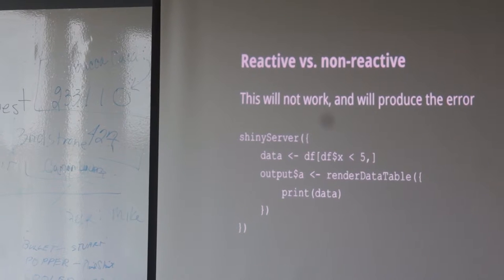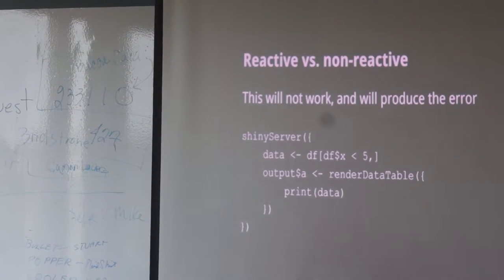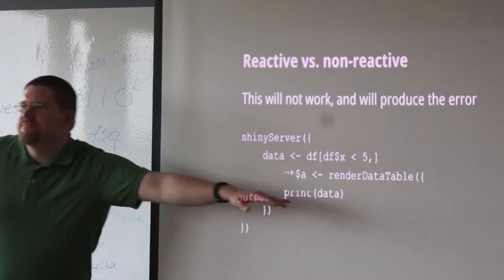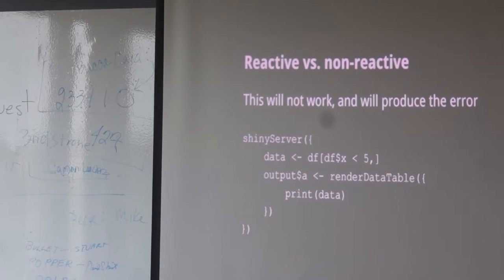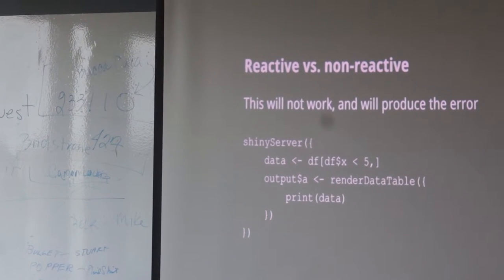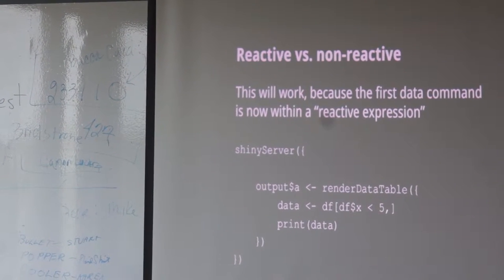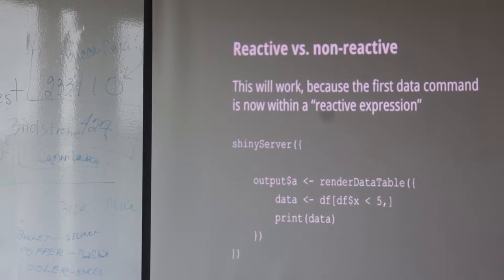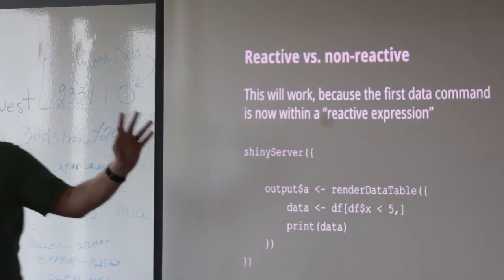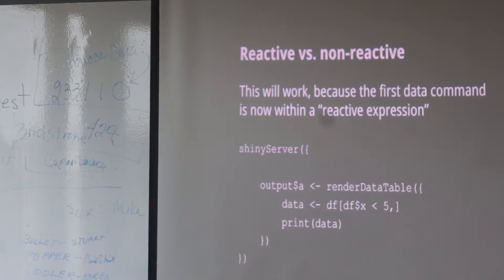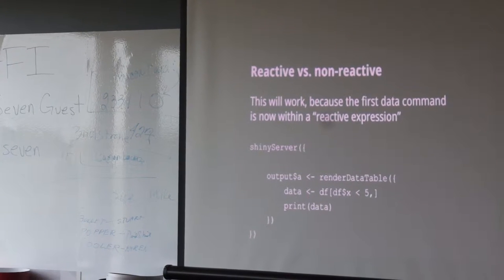Because within the server function, you have to do things within a reactive expression. The reactive expression part of this is render data table. That is a reactive expression because, in that context, if you change the inputs, it recalculates and changes the outputs. So all you have to do to make that error go away is put the subsetting inside of render data table. This will work fine. The other one will break. I know this for a fact. I actually tested it last night because I wanted to make sure I could reproduce this mistake, and that's exactly what I did. You change it and it works.